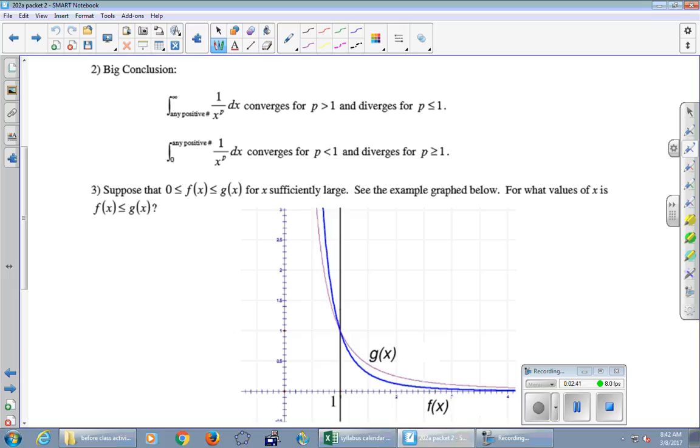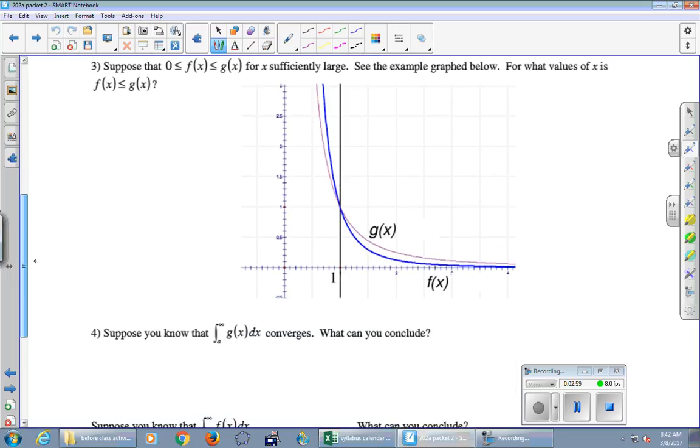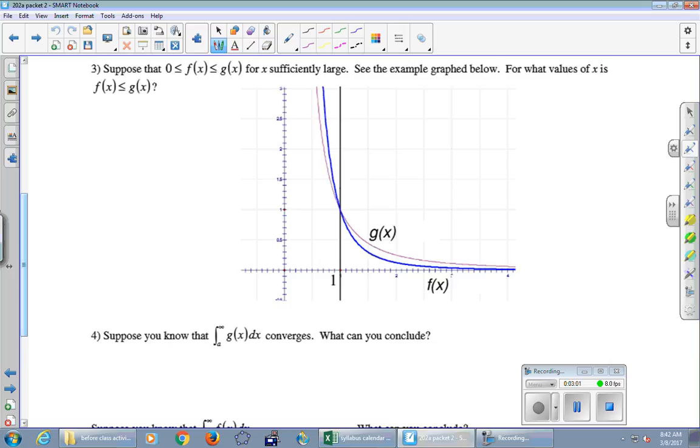I do want to point out the conclusions here are opposing, right? Here, the first one, it converges when p is bigger than 1. And the second one, it converges when p is less than 1. So you got to make sure you're clear. Are we going to the infinity part, or are we going to the 0, right? 2 different issues.